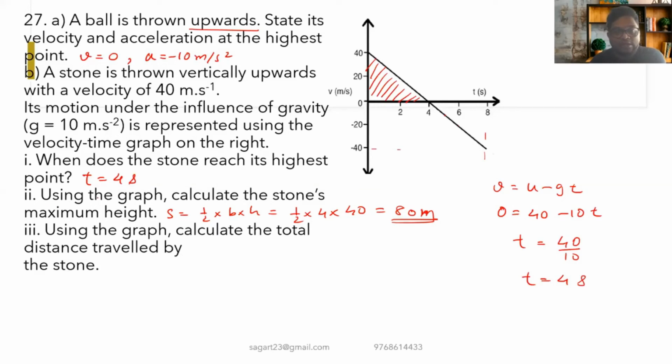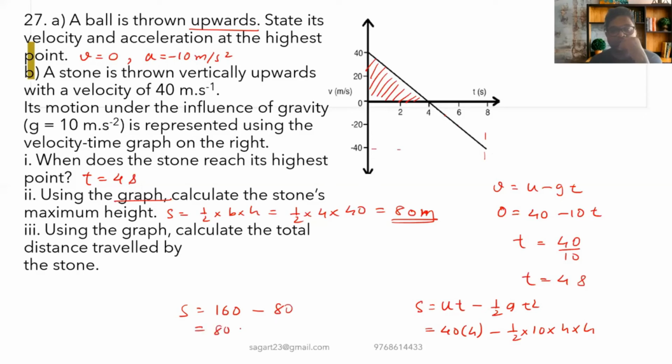Okay, now they are asking us using the graph. If we don't use the graph and we use this, S is equal to UT minus half GT squared. So this is 40 into 4 minus half into 10 into 4 into 4. So this will be 160 minus, 4 fours are 16 into 10 is 160 and half will be 80. That is 80 meters. That's the same thing.